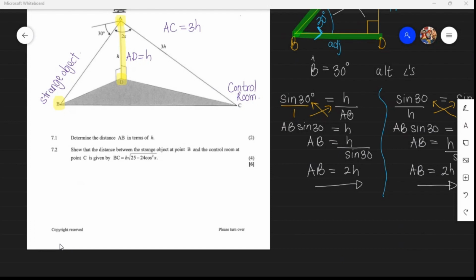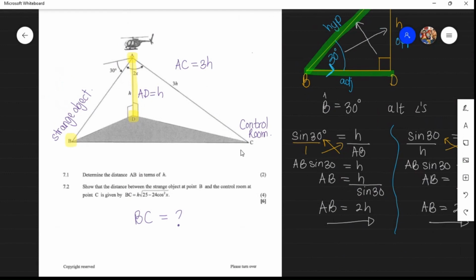Show that the distance between the strange object at B and the control room at point C is given as BC equals h times the square root of 25 minus 24 cos squared x. So we now need to try and find BC. What is BC equal to? Let us have a look at how we are going to do that.